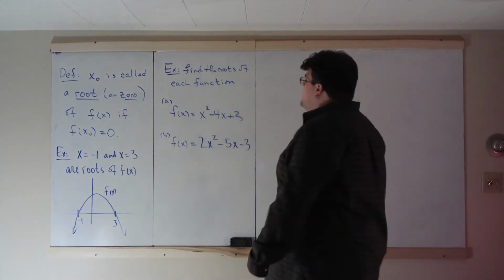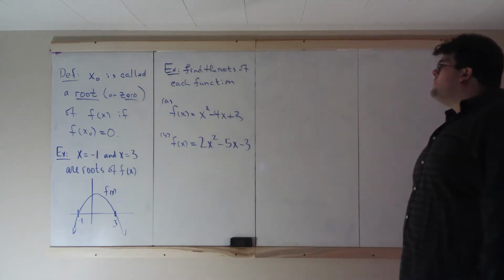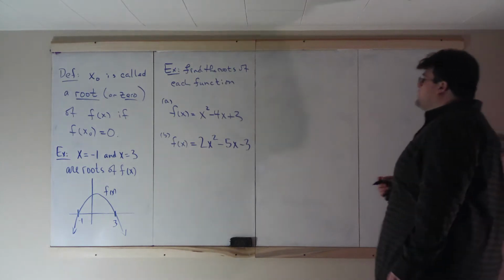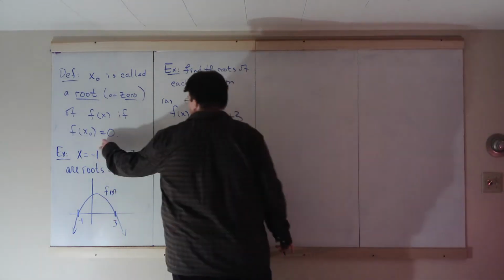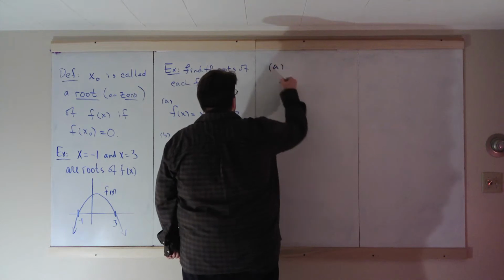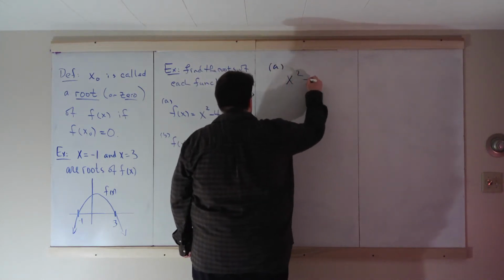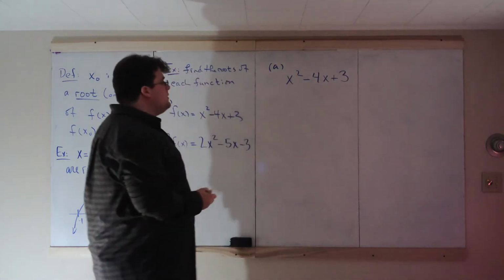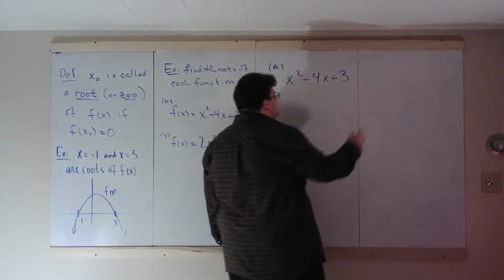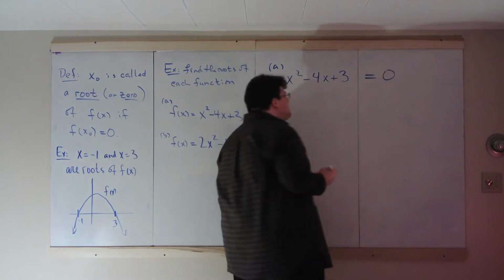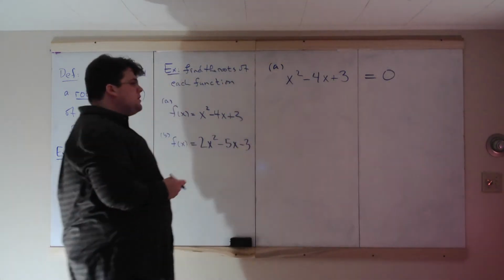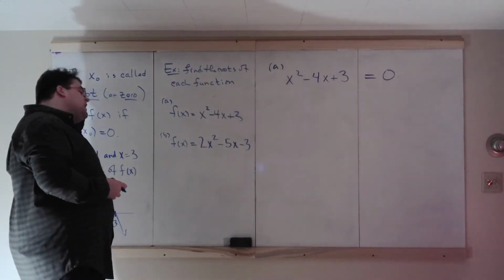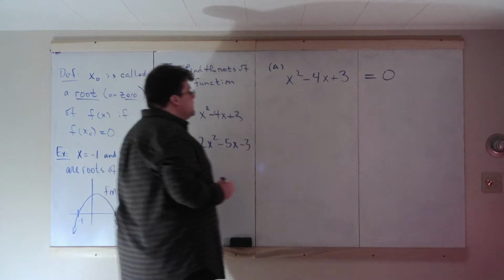But let's look at finding roots of quadratic functions. Find the roots of each function. First one, x squared minus 4x plus 3. Well, we need the values where the function evaluates to 0. So what we want to do is set that equal to 0. So let's do it. How do we solve this? Well, we can use algebra to our advantage, because using algebra, we can write what's on the left side as a product by factoring.